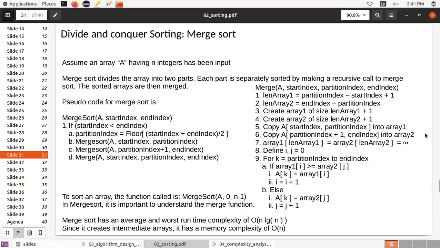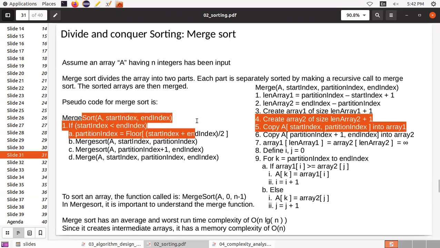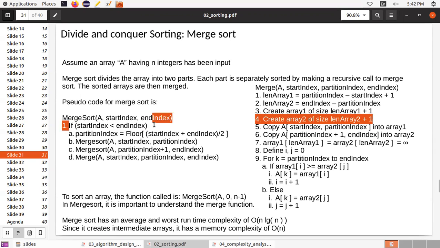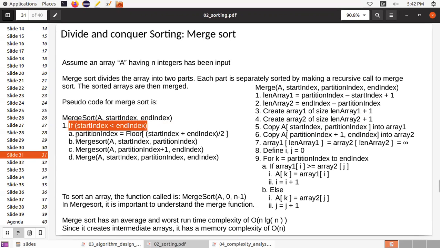So let's get into merge sort. Merge sort divides the array into two parts, just like quick sort. The merge sort function has the following entry point: merge sort A, start index, end index. If the start index is less than the end index, then you get into these four steps: step A, B, C, and D.